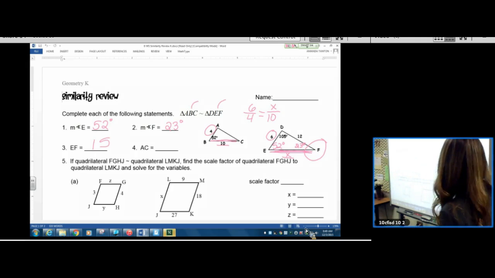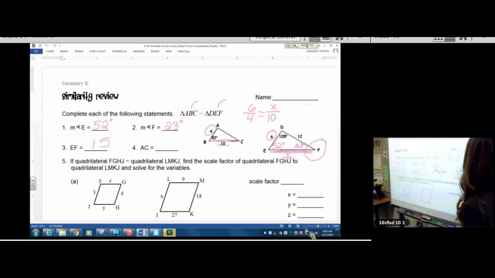To find AC, you can set up the same proportion. 6 is to 4 as 12 is to, I'll call it Y.